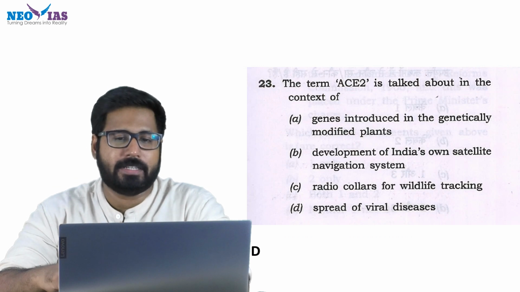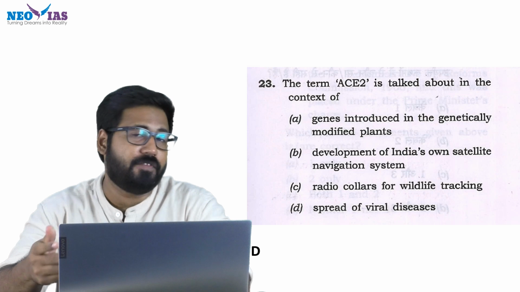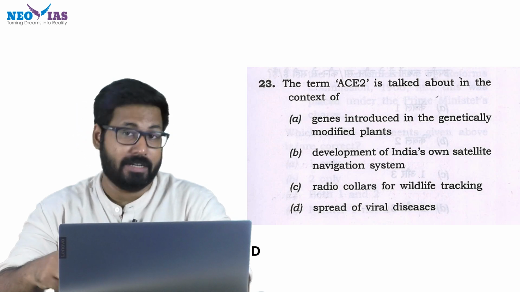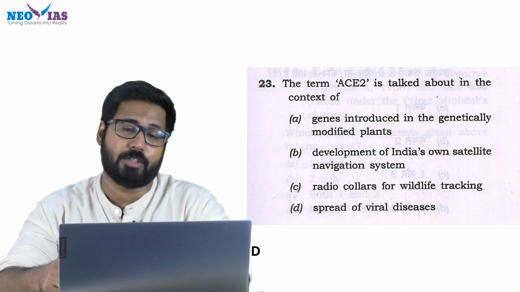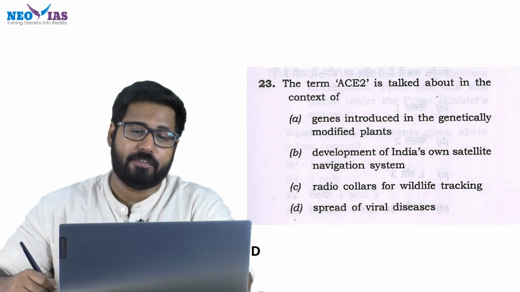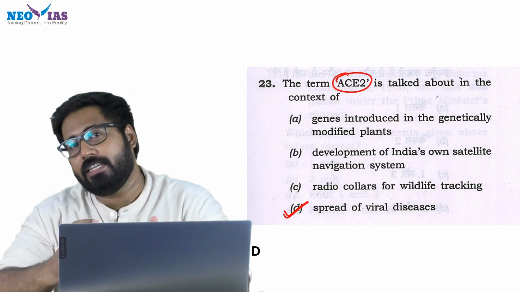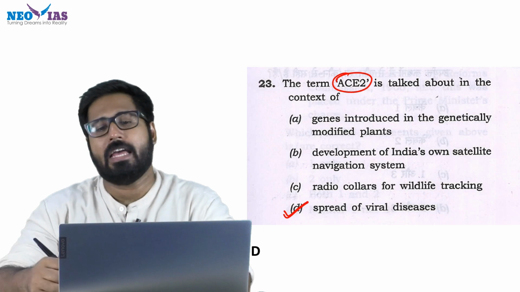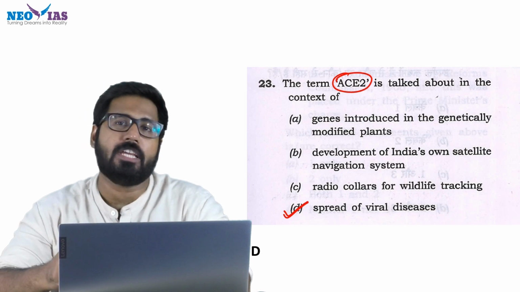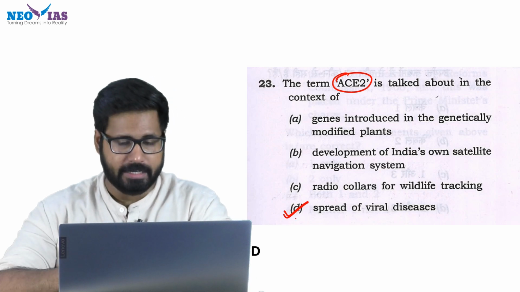Coming to the next question, the term ACE2 is talked about in the context of, it's a very, very common question for anybody who's been living in the past 2 years in this COVID situation. It's actually the spread of viral disease. It's basically this particular gene which is affected when the virus spreads from one particular person to another. So this is how they infiltrate into the human body or different cells. So the answer here is option D.